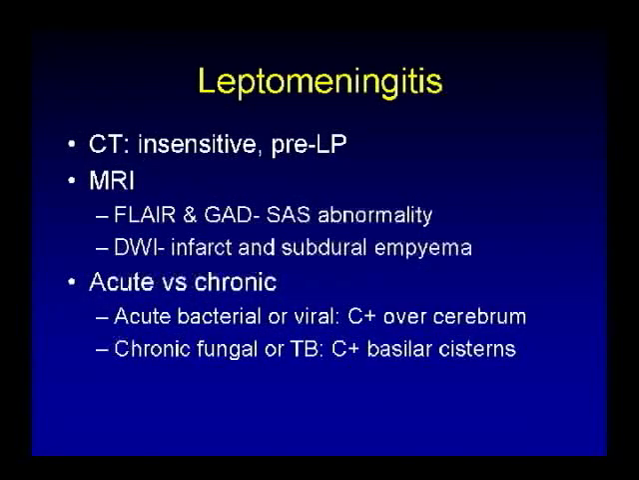So in summary, for meningitis, CT is pretty insensitive, sometimes done before lumbar punctures. On MRI, you want to use your FLAIR and GAD sequences for the subarachnoid abnormality, but use your diffusion to look for complications. Acute bacterial and viral meningitis normally presents with enhancement over the cerebrum, and chronic fungal or TB meningitis has basilar cistern enhancement.